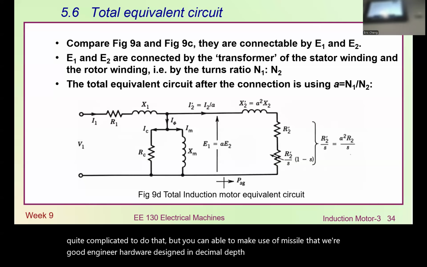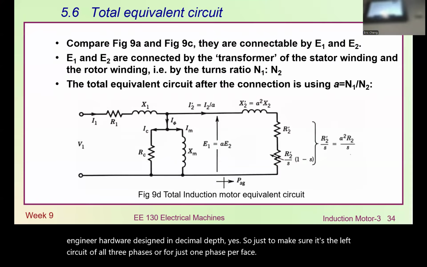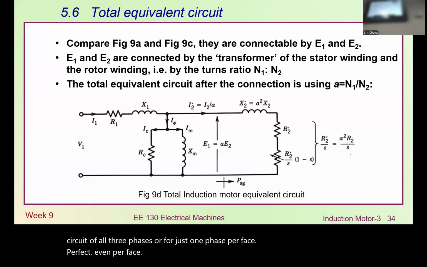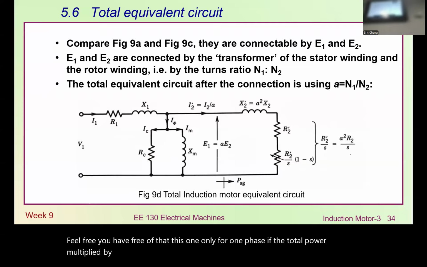Yes? Just to make sure, is this the equivalent circuit of all three phases or just one phase? Per phase. This is per phase. U1 is a per phase voltage. For three phase we have three of that. This one is only for one phase. The total power is multiplied by 3. That is not the line voltage, that's the phase voltage. So multiplied by 3.